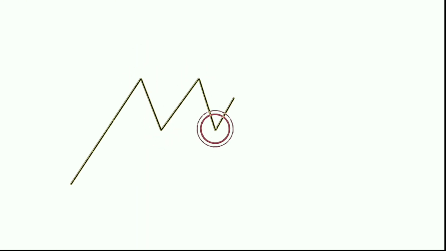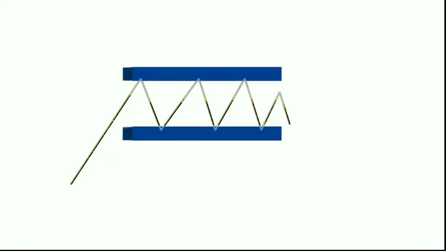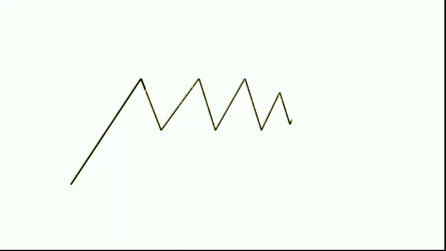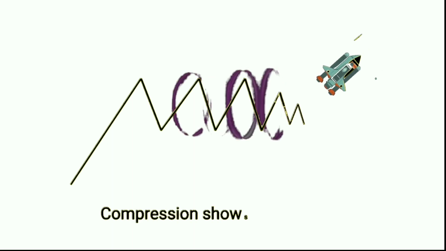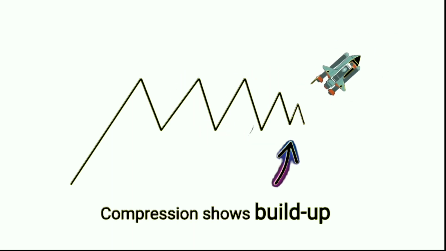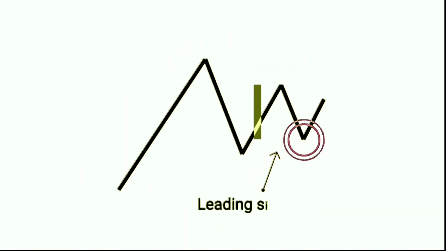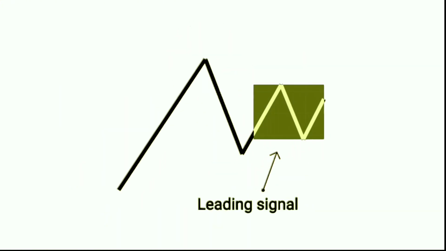Step number 1, compression. This is where price moves into a level slowly, stacking liquidity, building orders, tightening the range. Think of it like a spring coiling up, because compression shows build-up. And where there's build-up, there's going to be release. This is a leading signal that shows you what is going to happen next.